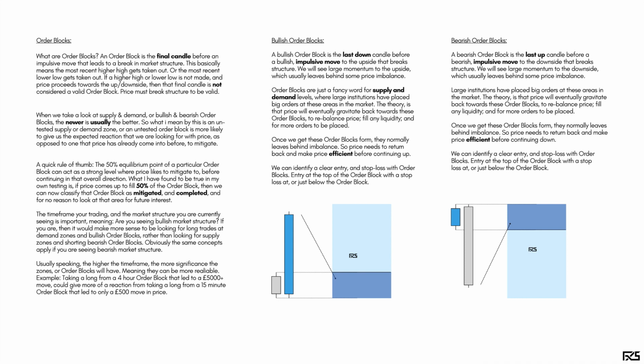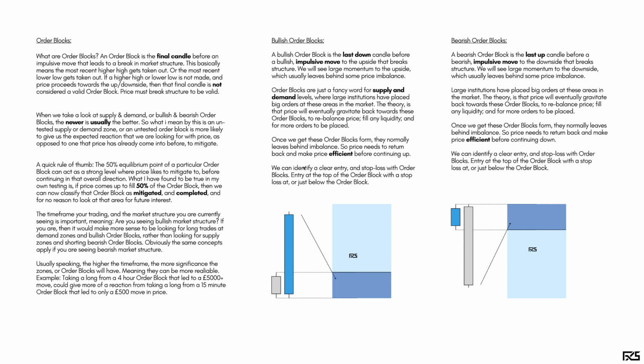We can identify a clear entry and stop loss with order blocks. Entry at the top of the order block with a stop loss at or just below the order block. So if we look at this diagram here, this is a bullish order block. This candle is the actual order block because the momentum came in on this next candle here, and this would have broken structure as well. So again, the theory is price will eventually gravitate back towards these order blocks to rebalance any of this liquidity or imbalance left, for more orders to be placed, and then for price to continue to the upside.